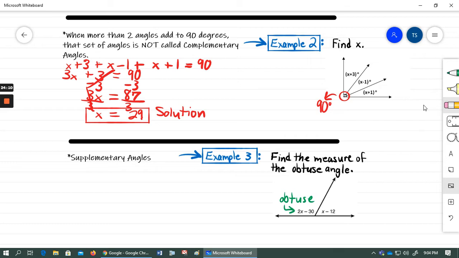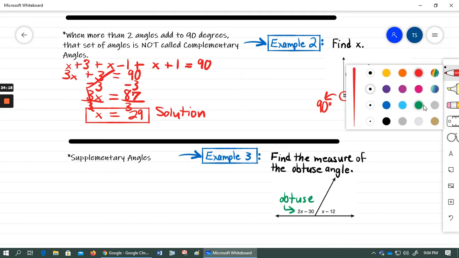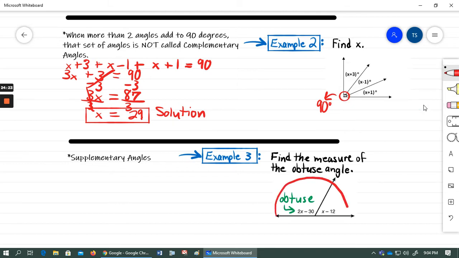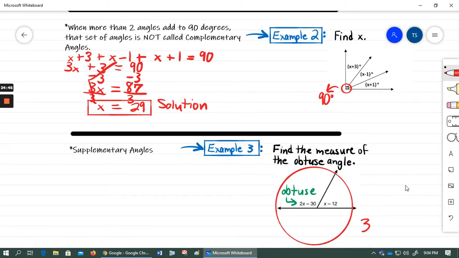All right, let's set up the angle addition postulate for this. Remember that these two angles are supplementary because they form a straight line, and you can see that straight line there. It's like half of a circle, right? And we know the whole measurement for a circle is 360 degrees. Did y'all see it make that circle? Man, that was cool.